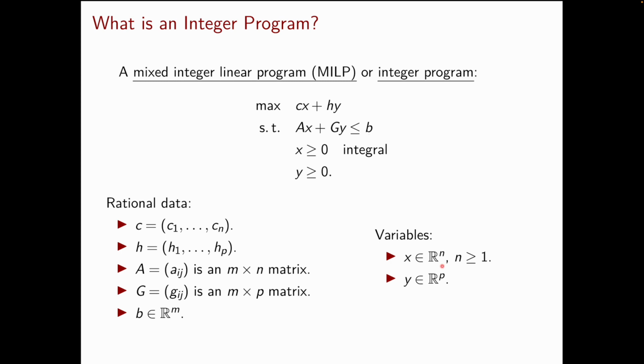If we assume that x has n components and y has p components, then A must have n columns and G must have p columns. The number of rows of A, G, and the number of entries of b must coincide, and like in the pure integer case, we let this number be m, so that we have exactly m linear inequalities encoded here. Once again, we will assume that all data is rational.